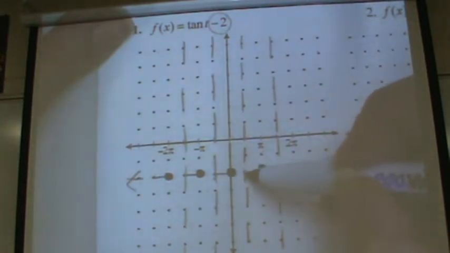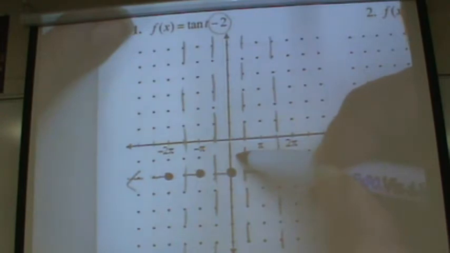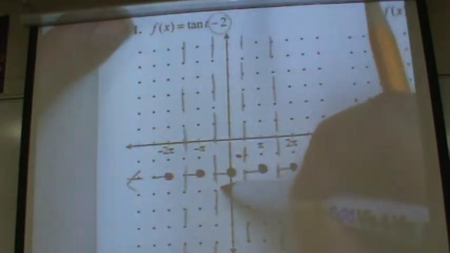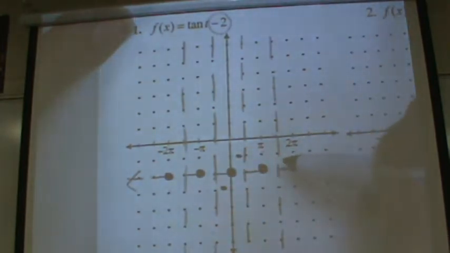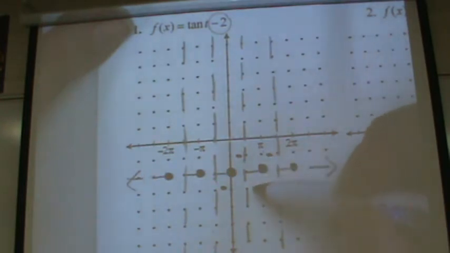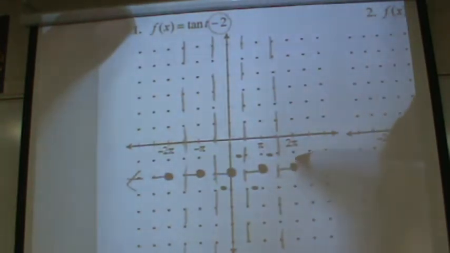So in between 0 and pi over 2, which is pi over 4, you're going to go up 1, and you're going to go down. These are really hard to draw, that's why I'm using this black pen.